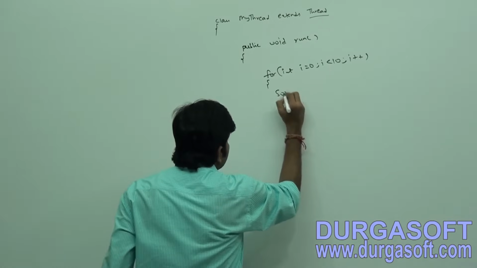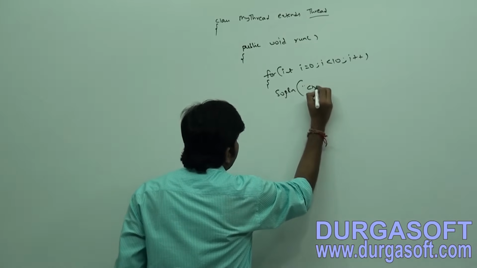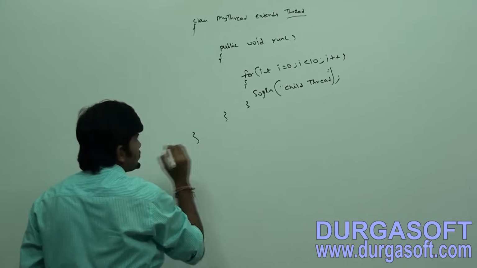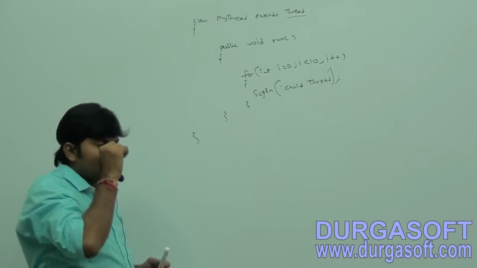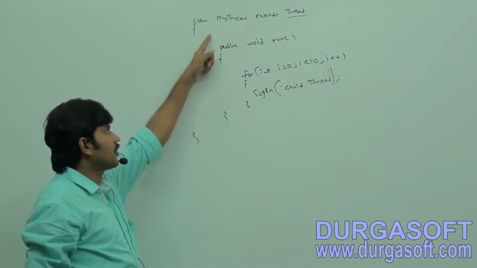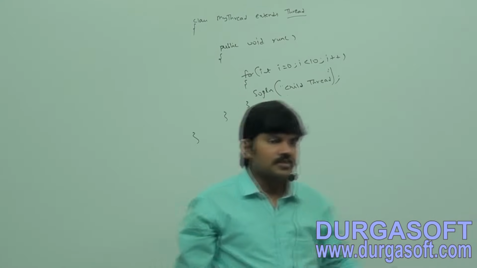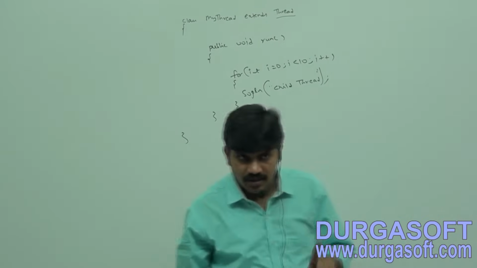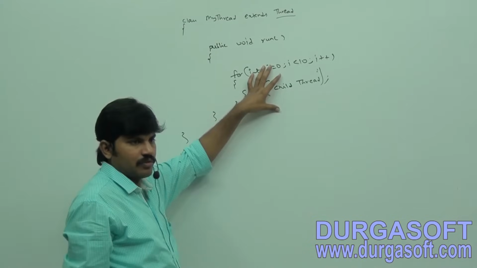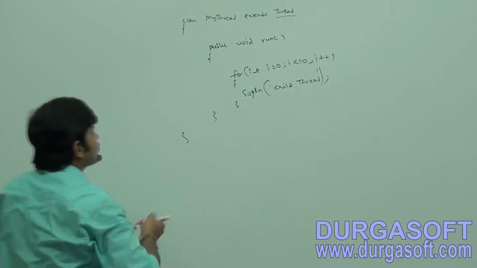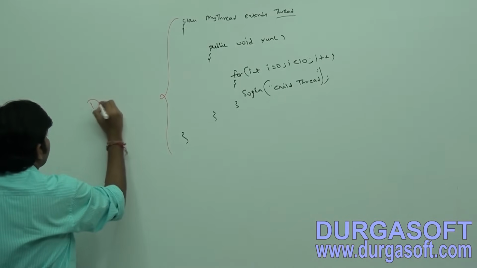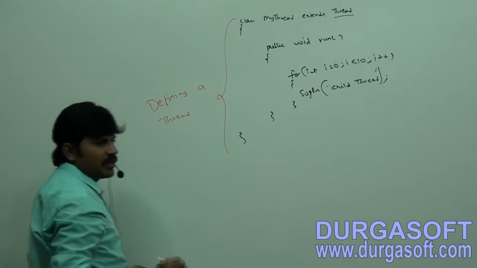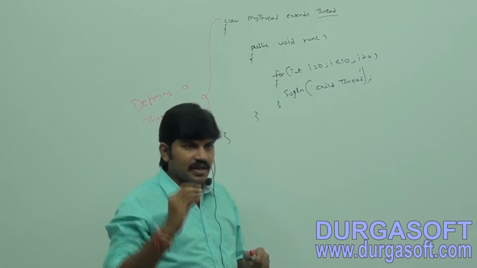Here, System.out.println("child thread"). Can you tell what total activity I did? I wrote a class that extends Thread class. So for the Thread class we created a child class, and we are overriding which method? The run method. Within the run method some code I wrote. This total process is called defining a thread.